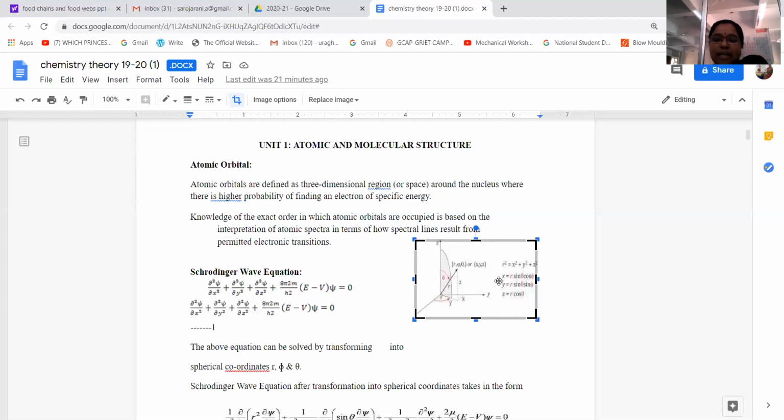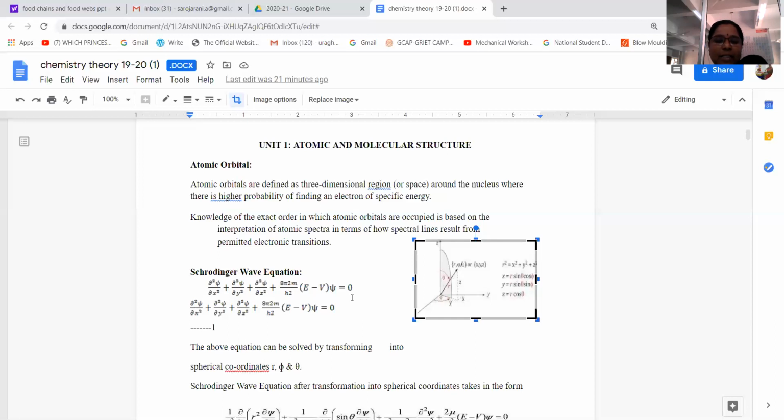Students, you have studied this very elaborately in intermediate. So here we are going to use this equation directly. So what is the Schrodinger equation? It is a summation of all the 3 coordinates: dou square psi by dou x square plus dou square psi by dou y square plus dou square psi by dou z square plus 8 pi square m by h square into E minus V of psi is equal to 0.